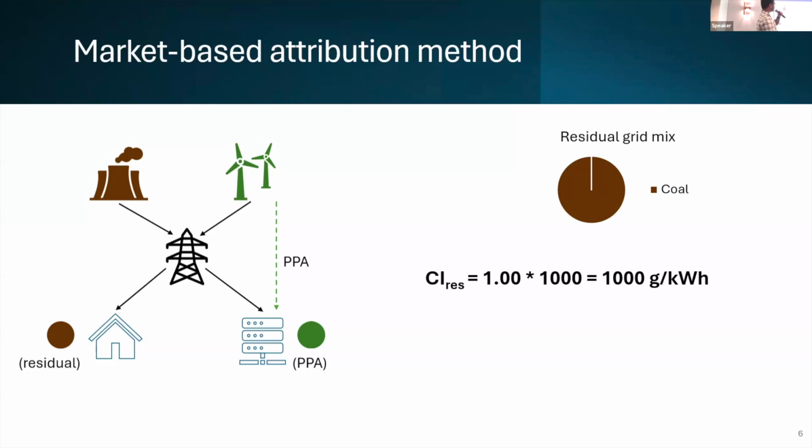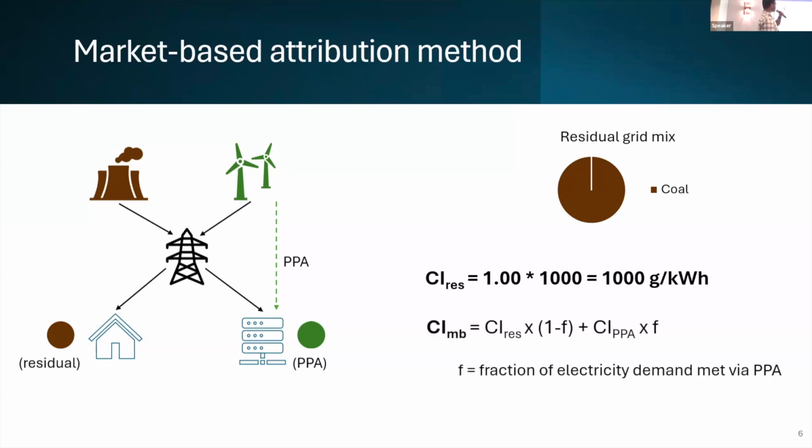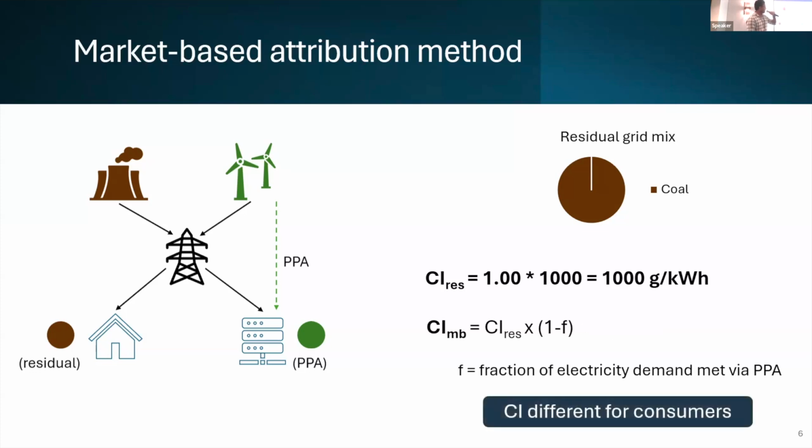Once we get that, we can obtain the market-based carbon intensity for a particular consumer using this formula, where F is the fraction of electricity demand for that consumer that is met via PPA, and CI_PPA is the carbon intensity of any electricity under PPA. Typically, electricity sources like solar and wind are under PPA, so CI_PPA is usually zero, since we are talking about operational emissions here. So this term vanishes, and this is the market-based carbon intensity for a consumer.